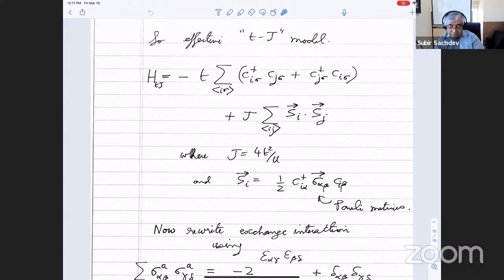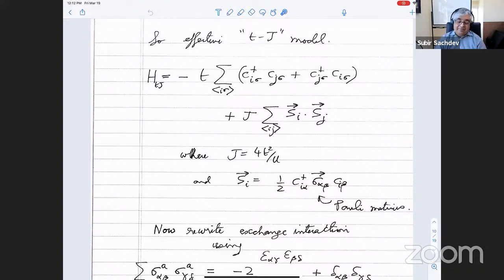And J is 4T squared over U. So by definition, J has to be much smaller than T, because it's T multiplied by T over U, and T is much smaller than U in the derivation. But often people just look at this model even for J of order T, just to see what this model says. But even for J much smaller than T, this is not an easy model to solve, because you can't do perturbation theory, because of the projection operators. Even at J equals 0, this is a non-trivial model because it's got this constraint on the Hilbert space that it acts on.